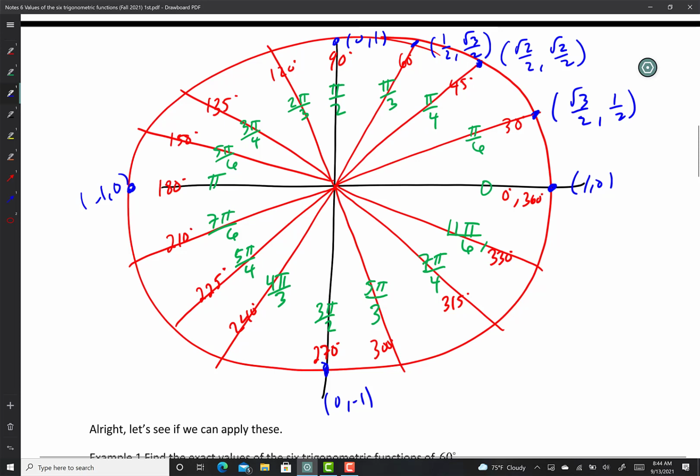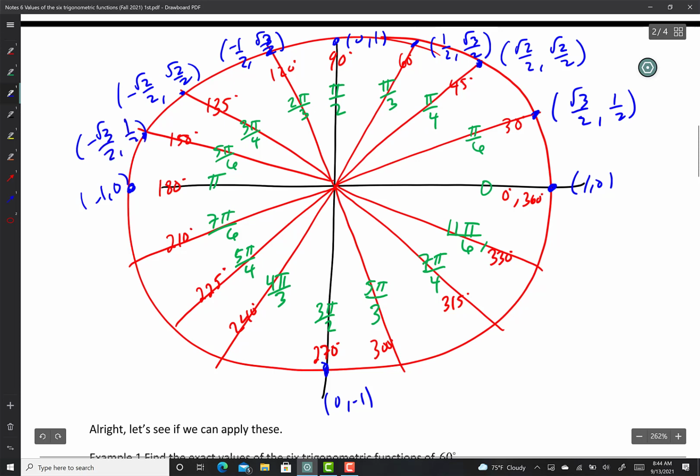And then from there, just reflect. In quadrant 2, the x's are negative. So at 120, you're going to have a negative half, comma, square root of 3 over 2. At 135, you're going to have a negative square root of 2 over 2, square root of 2 over 2. At 150, negative square root of 3 over 2, comma half. 180 is already done. At 210, they're both going to be negative because that's quadrant 3. So both x and y are negative.